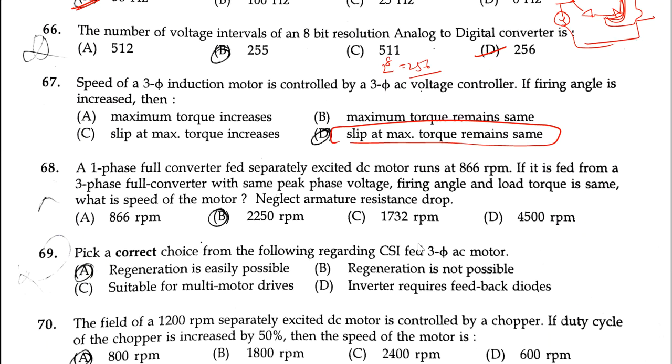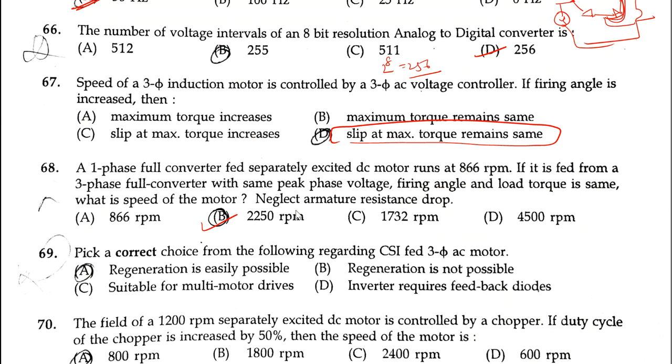Next one: a single phase full converter fed separately excited DC motor runs at 866 RPM. If it is fed from a 3-phase full converter with the same peak phase voltage, firing angle and load torque, what is the speed of the motor, neglecting the resistance drop? The answer for this question will be 2250 RPM.